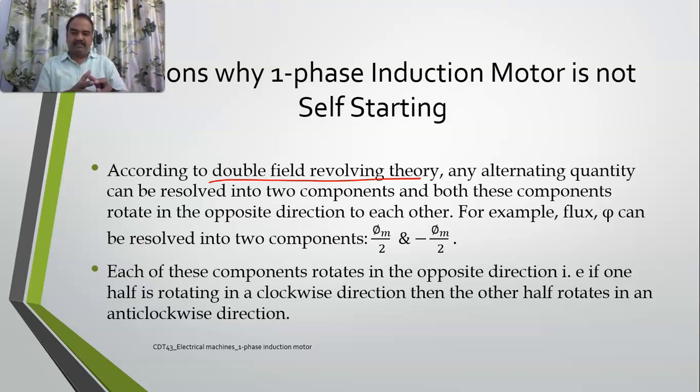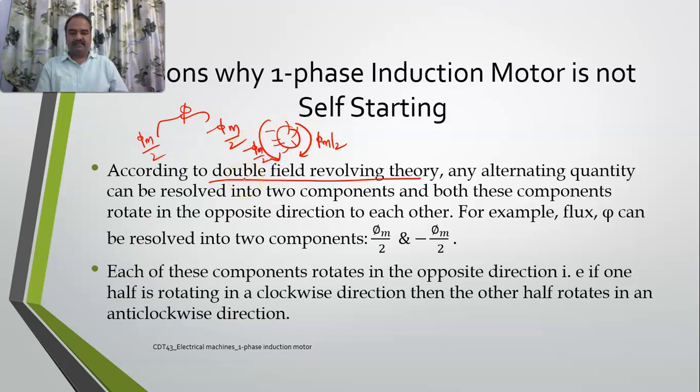So these two cycles are responsible for developing two fluxes which rotate in opposite directions to each other. So you take an AC flux phi. The double field revolving theory states that it consists of two components, phi m by 2 and minus phi m by 2, which rotate in opposite directions. The flux which is developed here, one half will be rotating in this direction, the other half will be rotating in the opposite direction.